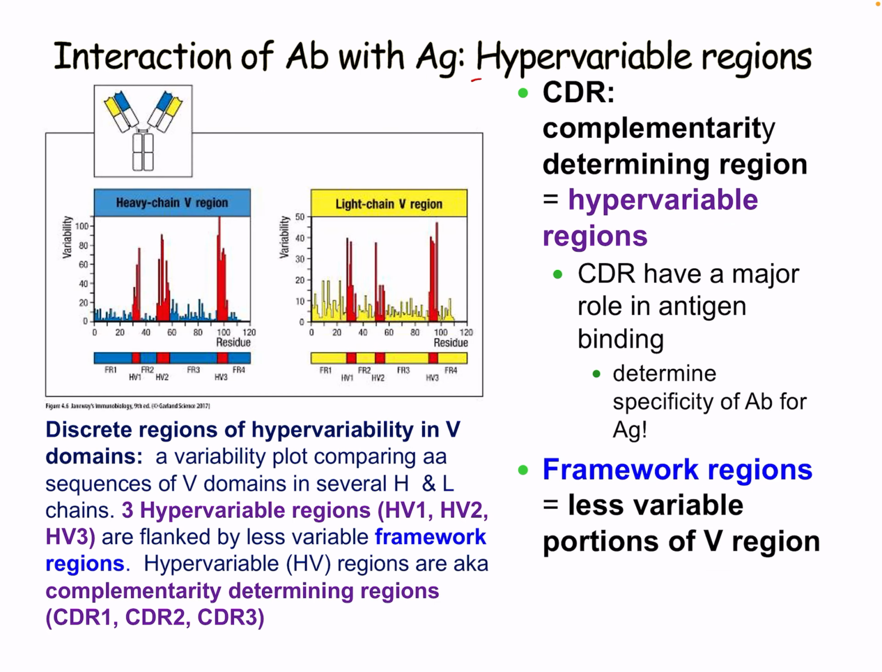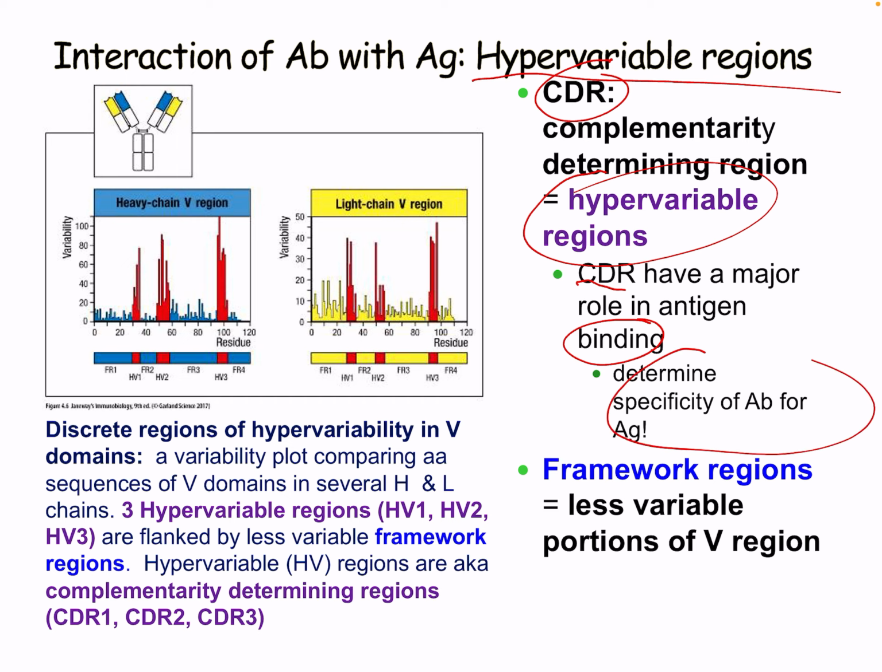So our hypervariable regions. The complementary determining regions allow for our hypervariable regions. The complementary regions have a major role in antigen binding. They help determine specificity of the antibody for antigen. We also have framework regions, which are less variable portions of the V region.